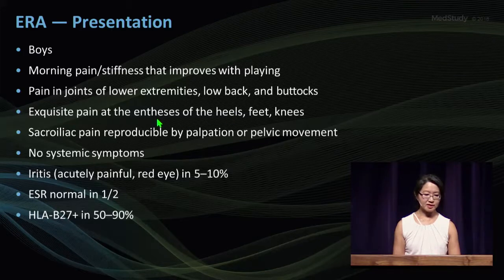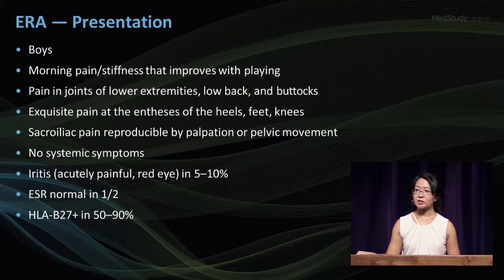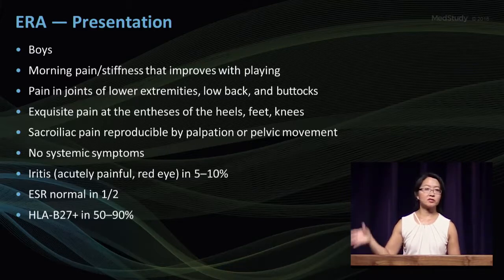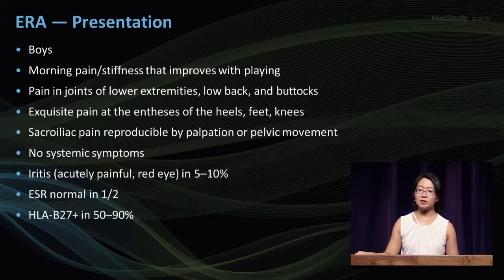Some of the patients can present with severe heel pain at the heel, the feet, the knees. There's really no systemic symptoms. These patients are not sick, not like systemic onset JIA. The patients who have uveitis, also known as iritis, can present with a painful red eye, and this occurs in 5 to 10%. Now, the SED rate is very unreliable because it could be normal in half of the cases. And so a patient may be in complete remission and their SED rate could be really high, or the patient can have really active disease and their SED rate will be normal. So here, the SED rate is unreliable.